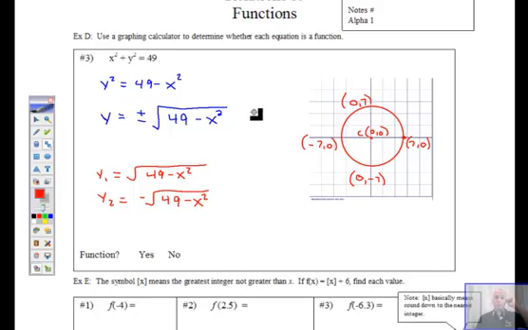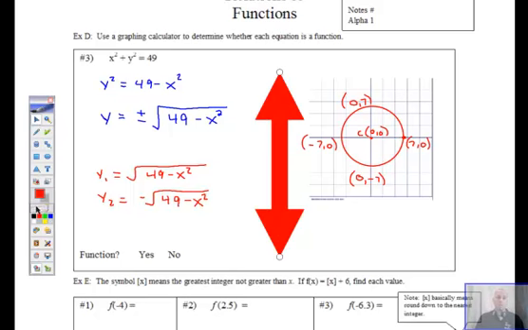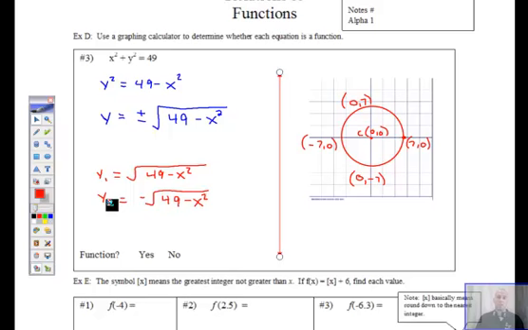Does this pass the vertical line test? No, it does not. If I take this vertical line and run it over this graph, you can see there's lots of times, nearly every time really, that it's hitting the graph in two locations at the same time. So, not a function.